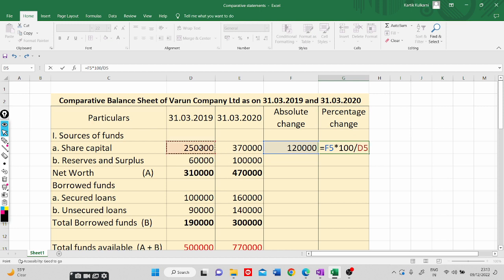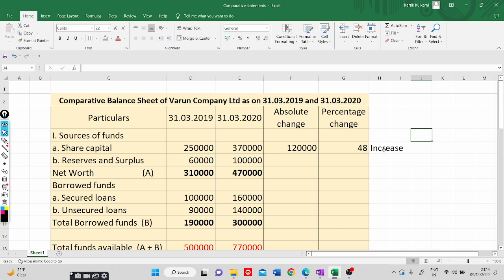So this is 48%. Actually there is an increase. I will write here as increase. It's an increase. Similarly, we can find the change for reserves and surplus, which was 60,000, it is increased to 1 lakh. That is the increase by 40,000.